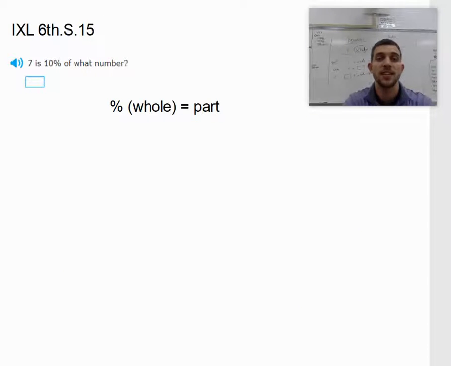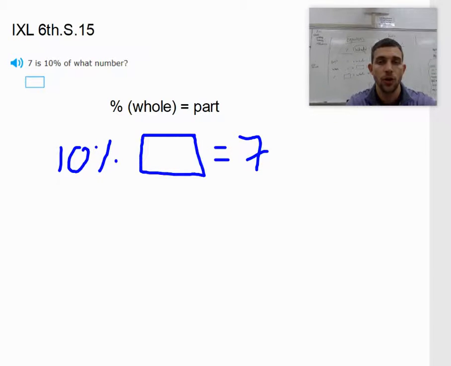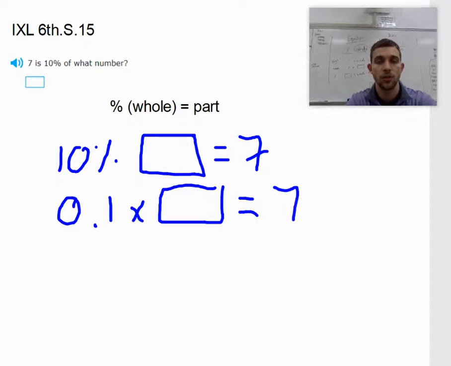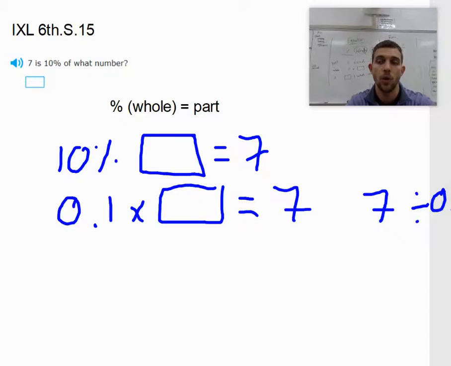In the last problem, it says 7 is 10% of what number? So it gives us the percent, that's 10%. It gives us the part, which is 7. And we don't know what the whole is, or of what number. And so we can take this as 0.1 is my decimal. So 0.1 times some number is equal to 7. And we can reverse it by dividing. So I would take 7 divided by 0.1, and you should end up with 70.